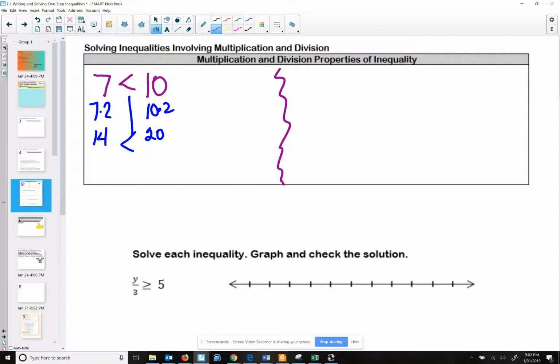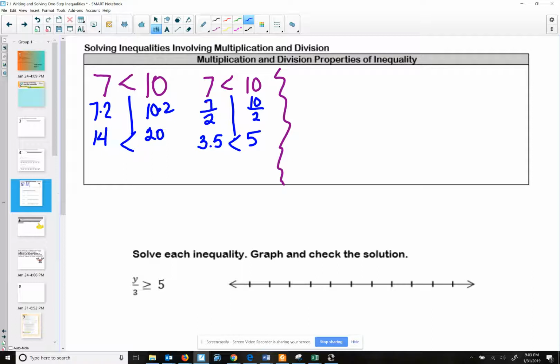Cool. All right, let's take this inequality again, 7 less than 10. Switch back to purple. And this time let's try dividing by something. Let's divide by 2. Okay, so if I take 7 and divide it by 2, and if I take 10 and divide by 2, let's see what happens here. This gives me 3.5, or 3 and 5/10. This gives me 5. Is this still true? Less than? Yeah. If I visualize that on a number line, sure, that's still true. So at first glance, it would look like this always happens to be true.